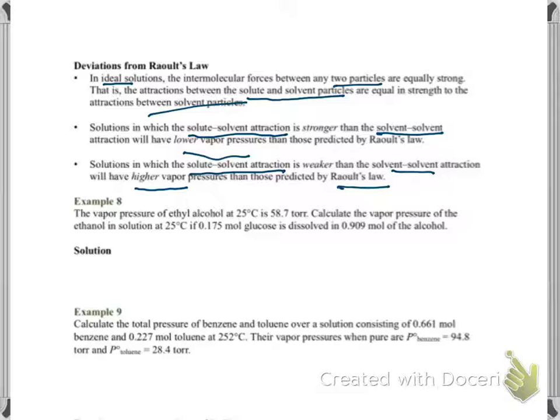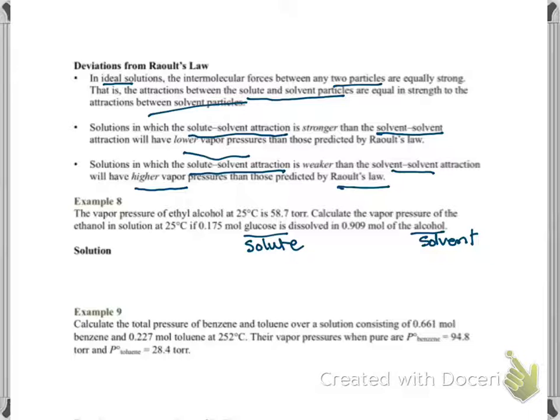Look at this question. The vapor pressure of ethyl alcohol is 58.7 torr. Calculate the vapor pressure of the ethanol in solution at 25 degrees Celsius if 0.175 moles of glucose is dissolved in 0.909 moles of alcohol. You can see the solution is made up of alcohol and glucose. Alcohol is your solvent, glucose is your solute.